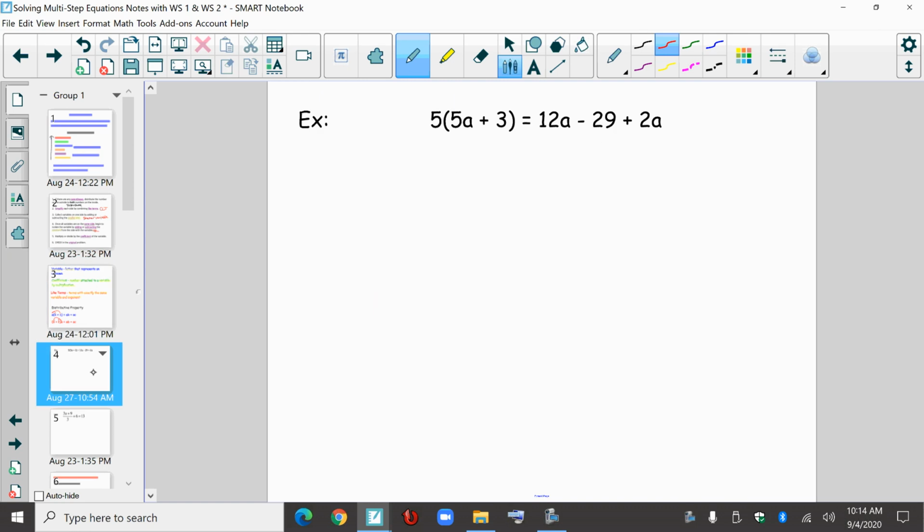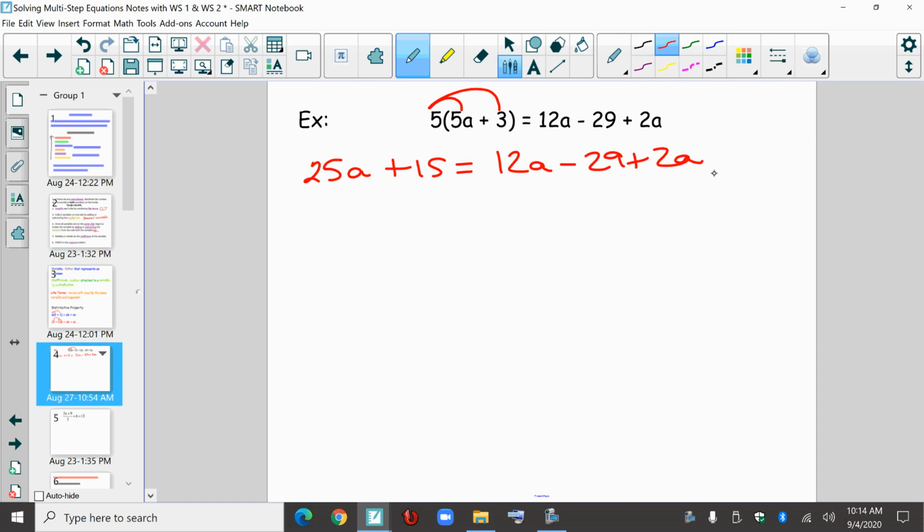So the very first thing you will see here is parentheses. So what we're going to do is we're going to distribute. 5 times 5 is 25A. 5 times 3 is 15. Then you're just going to drop down the right-hand side. Okay? So now, I've distributed, I've gotten rid of all my parentheses.